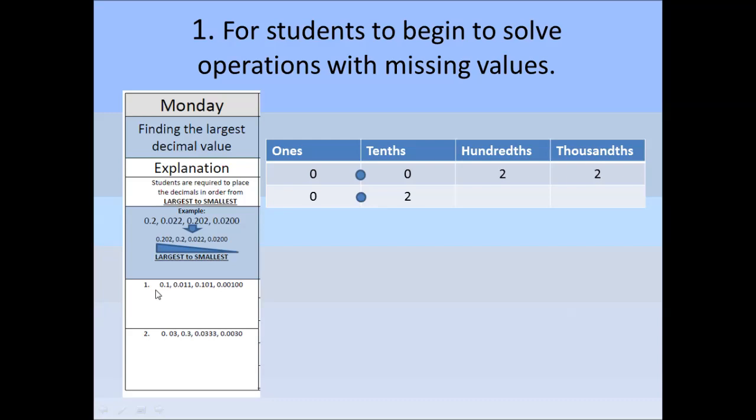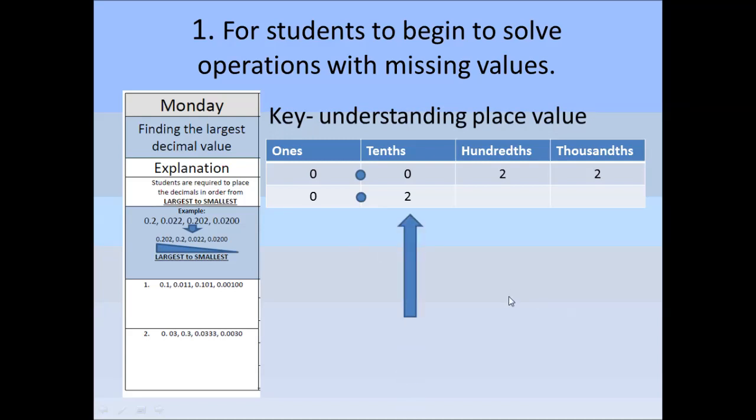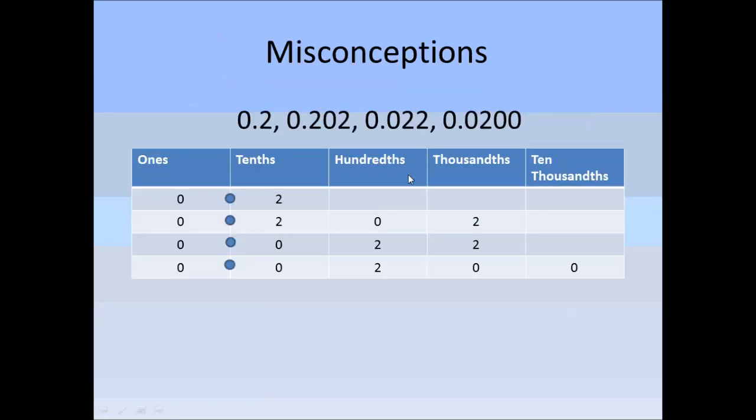They're going to have a list of decimal fractions and then you have to place them in order from the largest to the smallest. Our key understanding is going to be place value. Students have to be able to look and understand what place value means. So why, even though this has two 2's in it, is it a smaller value than this number that only has one 2 in it? It's entirely to do with place value, that this has 2 tenths, whereas this other value has 0 tenths.